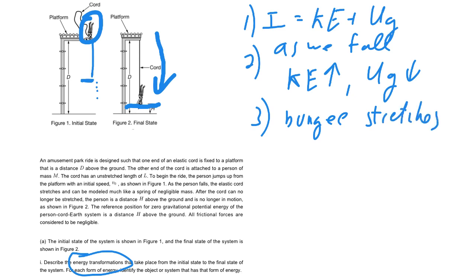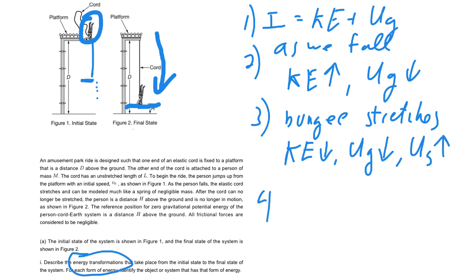When that happens, we're going to slow down a little bit, right? And so that means our kinetic energy is going to be decreasing. Now we're still falling, so our potential energy is also decreasing, which means something must be increasing. And yes, of course, that's going to be the elastic potential energy within the bungee cord, and that's going to be increasing.